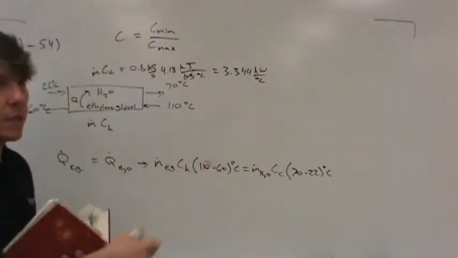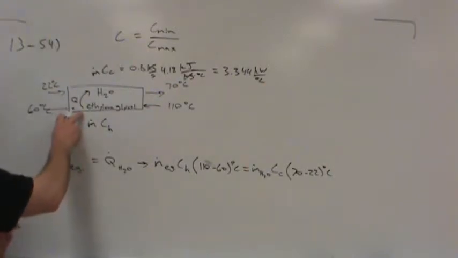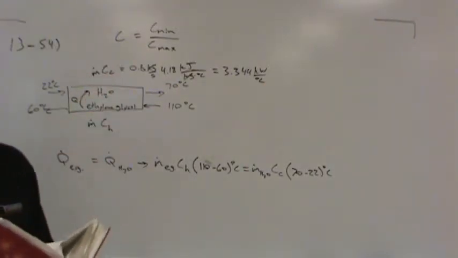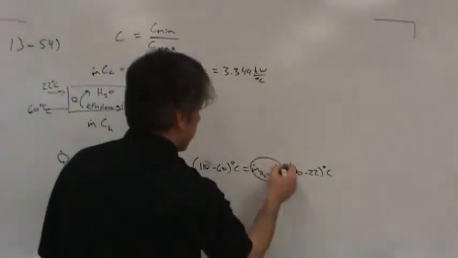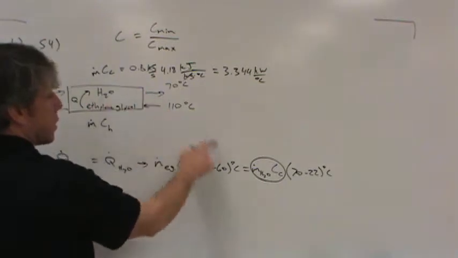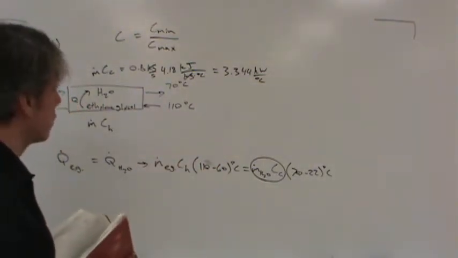I'm sorry I'm mixing symbols and numbers, but you understand what I'm saying, right? The rate of heat flow from the ethylene glycol equals the rate of heat flow into the water. It's that simple. Now we already know this bit right here, right? We got a number for it. That's what we just calculated. That's the capacity rate on the cold side.